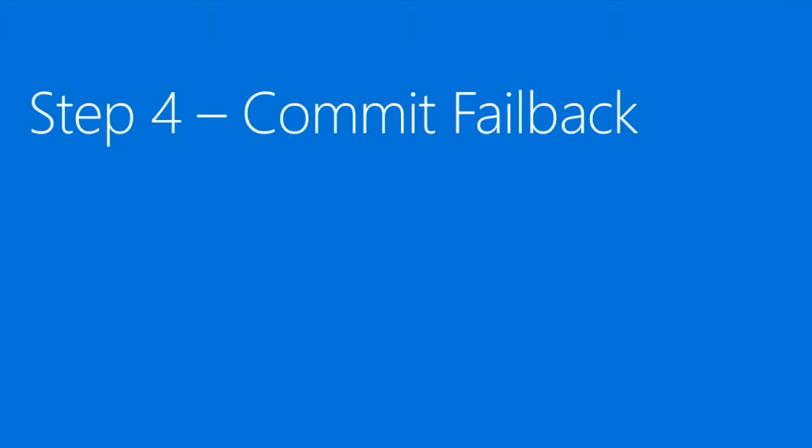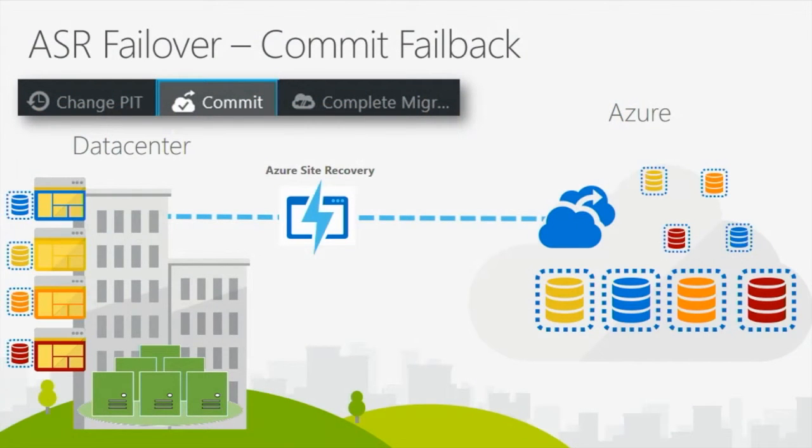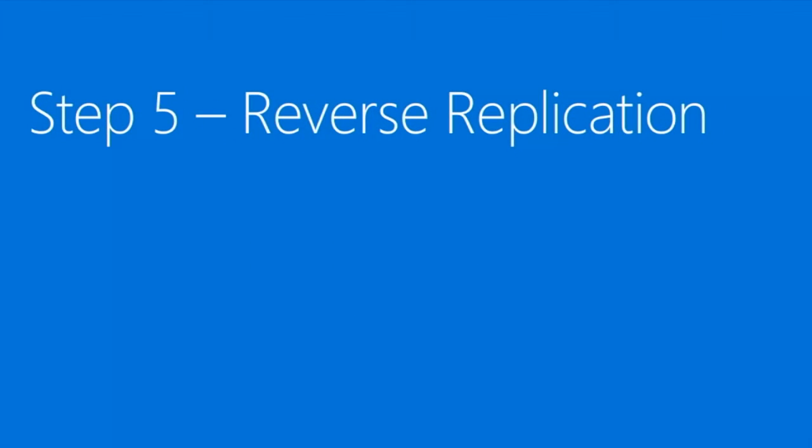So we're now running back on premises. We've checked our virtual machines. We've still got data disks sitting there in Azure in case we need them. Our virtual machines are fine. We're happy with the way everything's running. We then go and choose commit. When we choose commit, ASR cleans up those data disks that are sitting there in Azure and gets us ready to go back into our production state. There's one final step that we need to take. We need to reverse our replication.